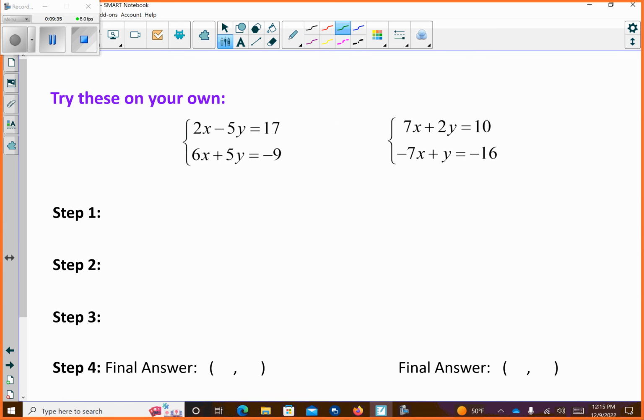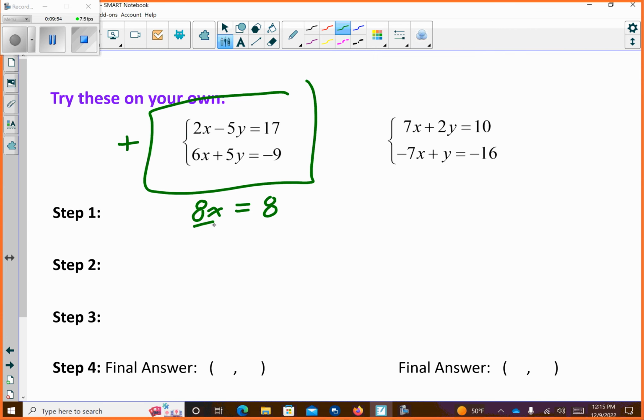All right, let's look at this problem. If I add them together, does something go bye-bye? Which one, x or y? So if I add these together, I'm going to get 8x. The y's go away. 8x equals 8. Divide by 8. Those cancel. x equals 1. All right.